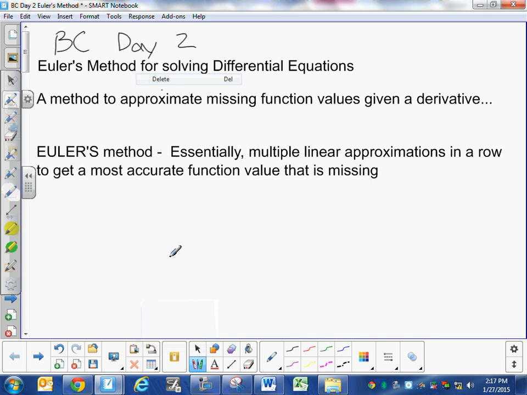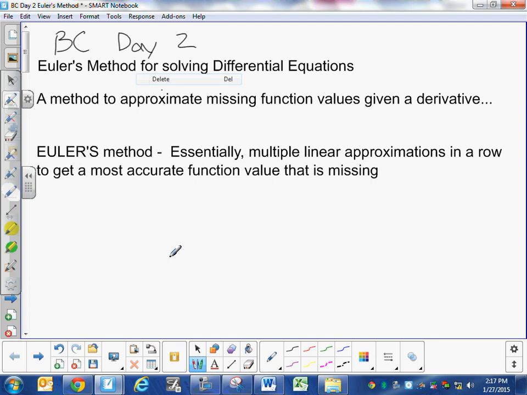So Euler's method for solving differential equations. It's a method to approximate kind of like a function value that we've been finding in class, where it's like, here's a derivative, here's an initial function value, find a future function value. It's the same deal, only the derivatives we have are a little bit more complicated. And I'll show you in a second.